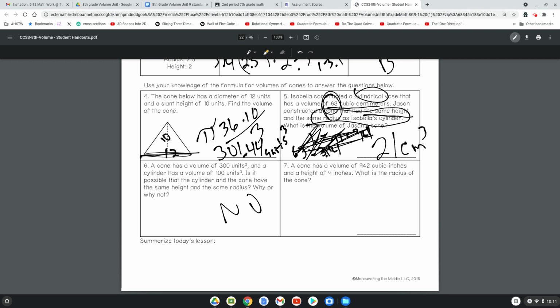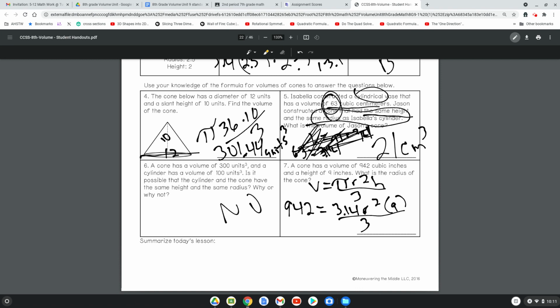A cone has a volume of 942 cubic inches. What is the radius? So we're going to use the formula for the cone. So we have volume equals area of the base, which is pi r squared, times the height divided by 3. So we know volume is 942. We know pi is 3.14. We don't know the radius yet. We know the height is 9. And we're still dividing by 3. So how do we solve for r?